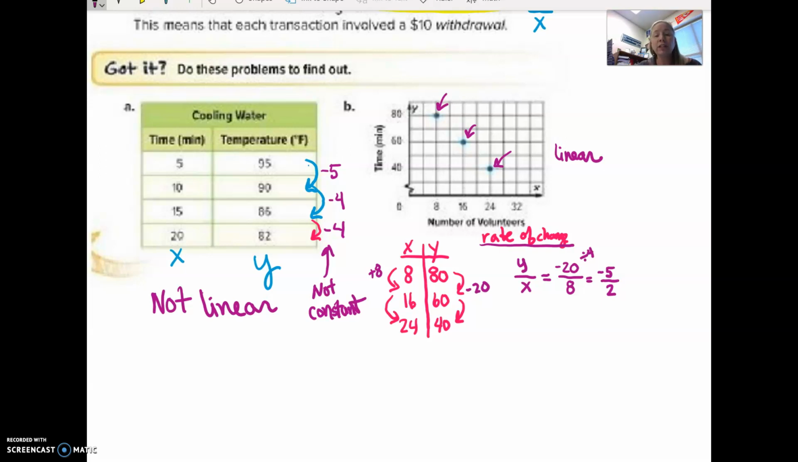And you're first going to determine, does it have a constant rate, a constant pattern? If it does, then it's linear. And then if it is linear, you're going to determine the rate of change by the change in the y pattern over the change in the x pattern. So that's the first part.